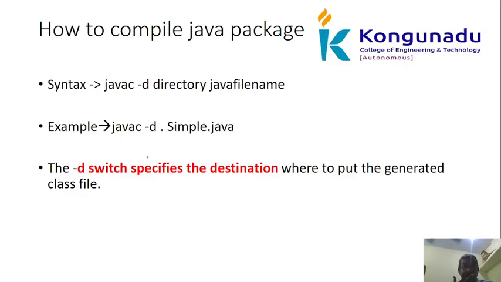So how can we compile this Java package? By using the directory name. The syntax is javac -d, followed by the directory, and then the file name, Simple.java. So the file name is javac -d . Simple.java. The -d specifies the destination where we put the generated class file. So destination is already defined in the destination file.